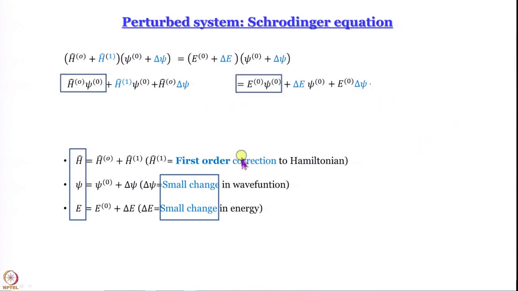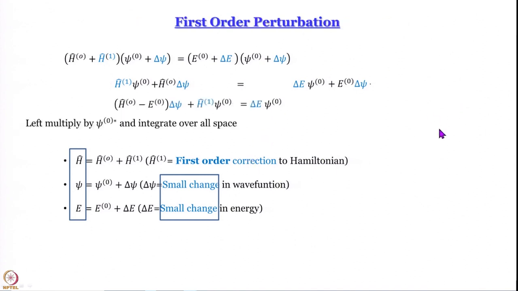We also said that h 0th operating on psi 0th is the same as E 0th multiplied by psi 0th, because that is your Schrodinger equation for the unperturbed system. So, they cancel each other. We are left with h 0th minus E 0th operating on delta psi plus first order correction to Hamiltonian operating on psi 0th is equal to delta E multiplied by the unperturbed wave function.